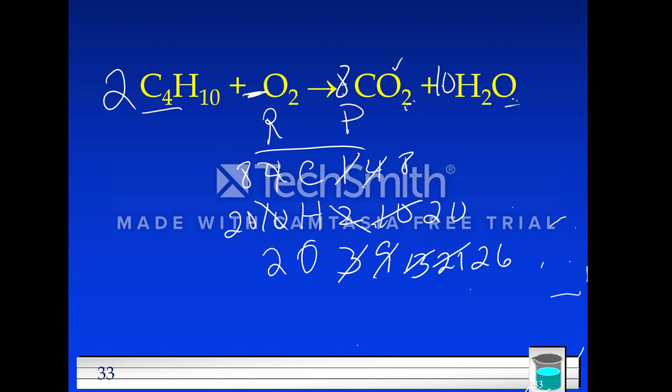So now I'm down to oxygen to fix again. What number can I write in front of oxygen that gets me 26? 13 works this time. See how that one switch gets me to the same spot, but I don't have the odd number anymore.